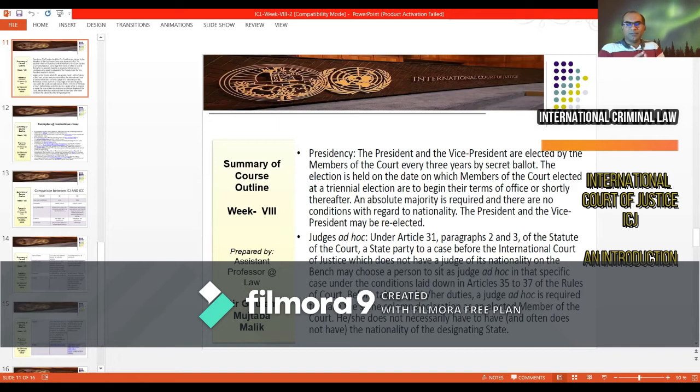So there is another jurisdiction which we call the incidental jurisdiction. The court's first role is to judge legal disputes between states. This constitutes a large part of its work. In the past, these cases would relate to broader disputes, maritime delimitation, and diplomatic protection.